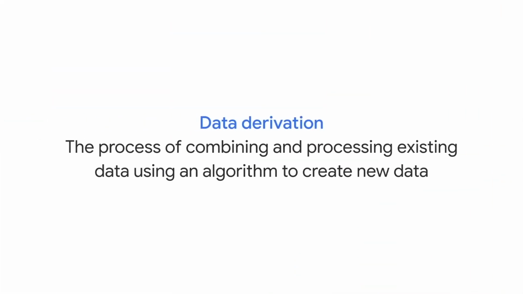To find the answers to tough data questions, sometimes you need to combine data in a new way. For example, say you want to find the total points earned by the top 3 players in a chess tournament. You have the points of each player, but to find the answer, you need to find the top 3 players' scores and then combine these scores to create a new metric, the total points scored by the top 3 players. In data analysis, to unlock insights like this, you can use data derivation. Data derivation is the process of combining and processing existing data using an algorithm to create new data.